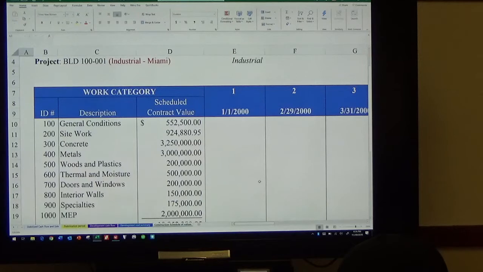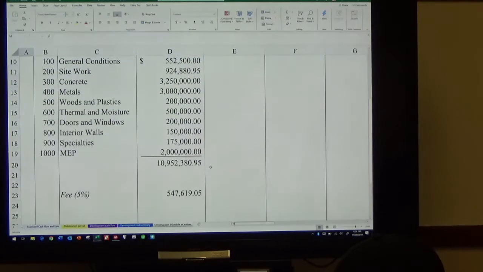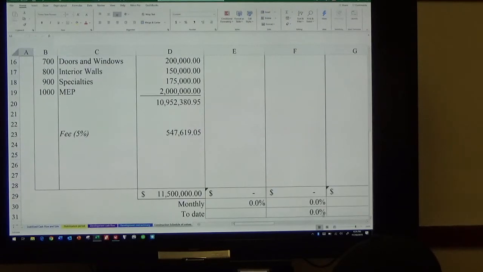So he's going to tell you it's going to cost $10 million to do this. Almost 11. Oh, and by the way, you've got to pay me 5% to do that. So he's going to tell you it's going to cost $11 million to do it. 11.5. Notice I made a nice, easy number.